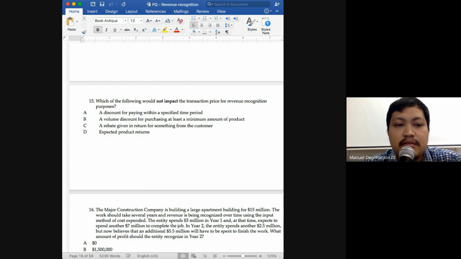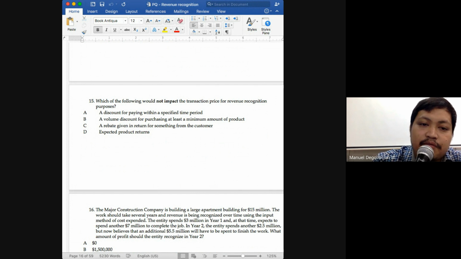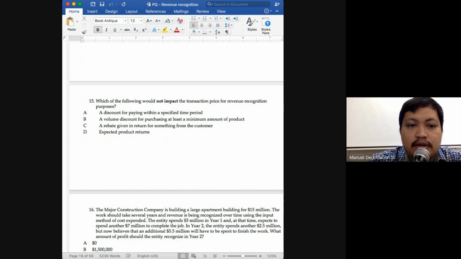A rebate given in return for something from the customer. Again, it's possible for a rebate to be a deduction to the transaction price. But if it is given in return for something from the customer, then that would not be a deduction to the transaction price, but it will be recognized as an expense.